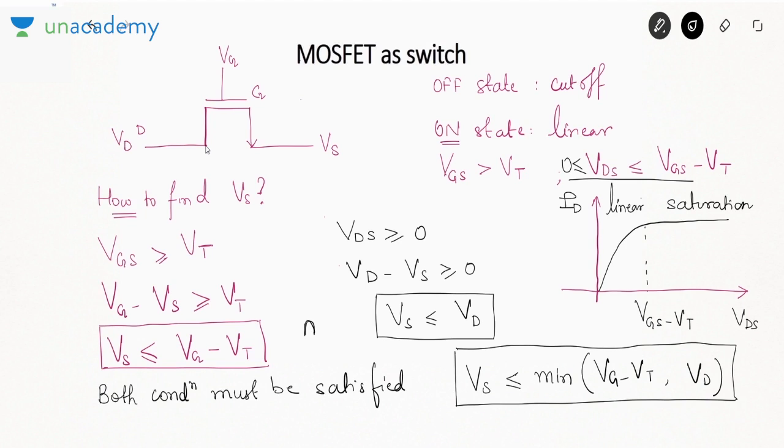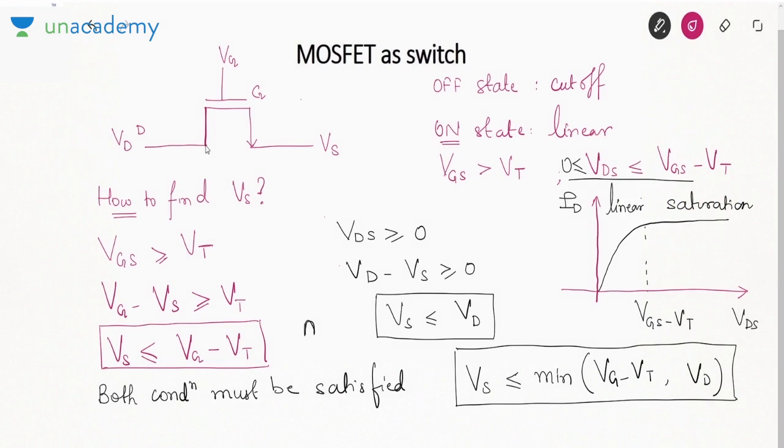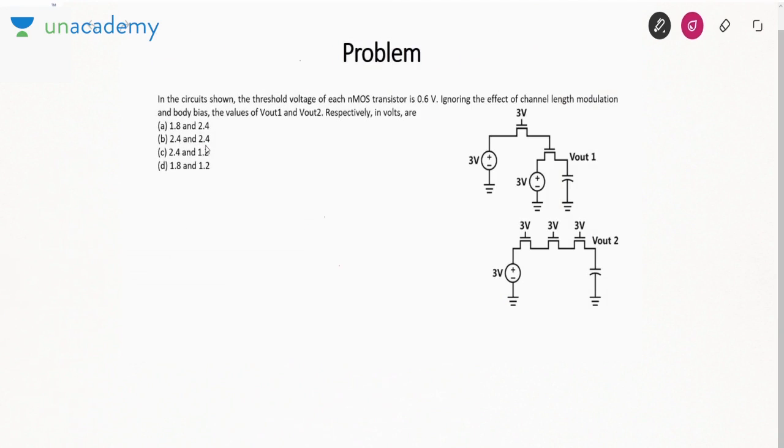So remember, the maximum value of source voltage is either equal to Vg minus Vt or it is either equal to Vd. We have to take the smaller of the two values. Okay. So Vs is always less than equal to the smaller of the two values. Now let me show you using an example how do we apply this concept. Now in the circuit shown, the threshold voltage of each NMOS transistor is 0.6. We need to ignore the effect of channel length modulation and body bias, and we have to find Vout1 and Vout2.